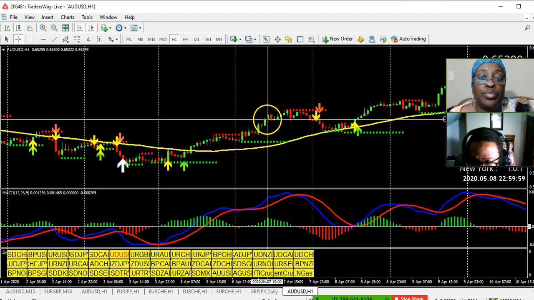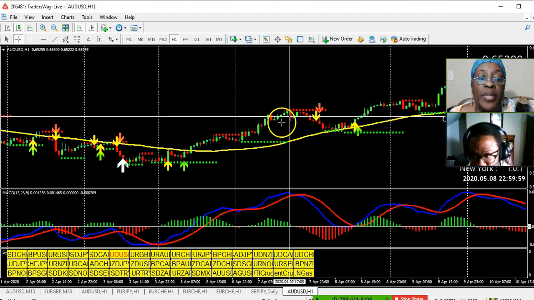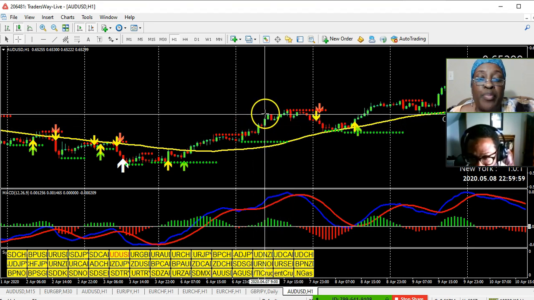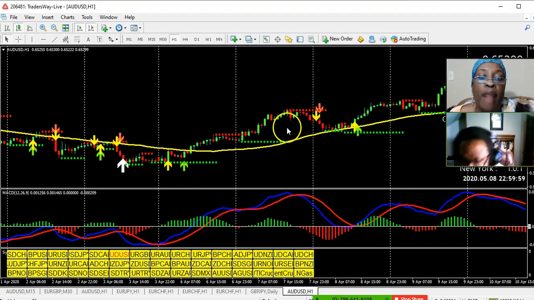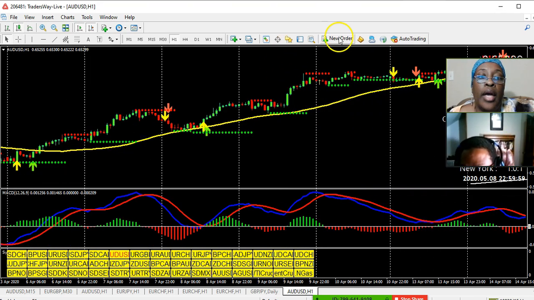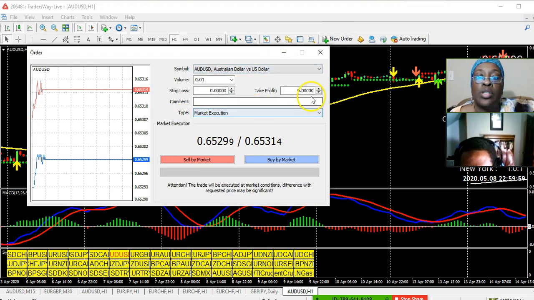So when you're up in this area here, when you make profit here, then what you want to do is move your stop loss to, say, this arrow. Right? Use your arrows as your guide. So that becomes your stop loss. The previous support or resistance area becomes your take profit.